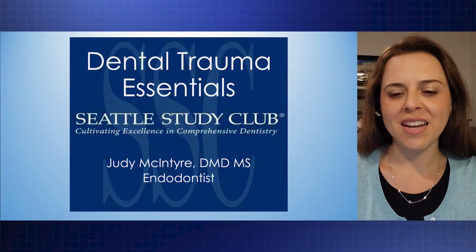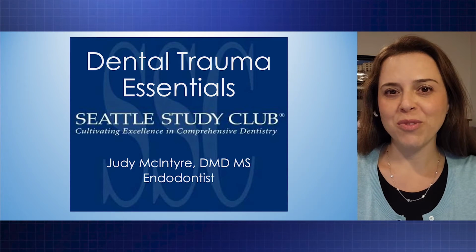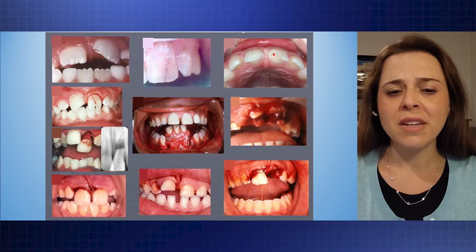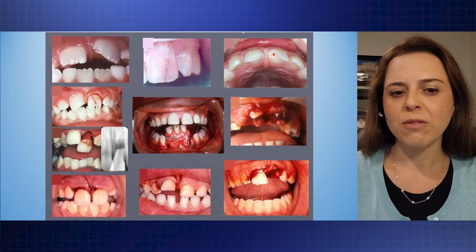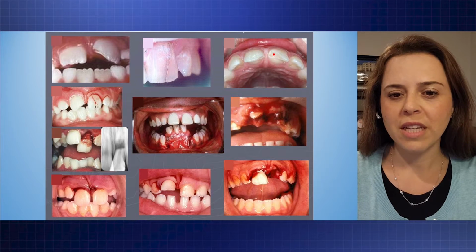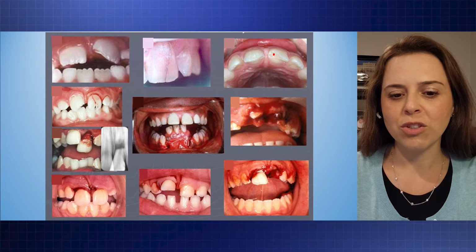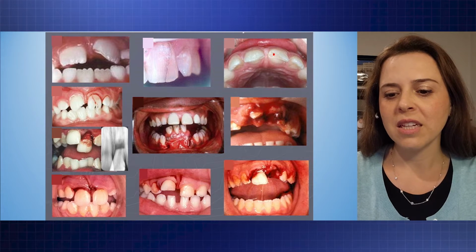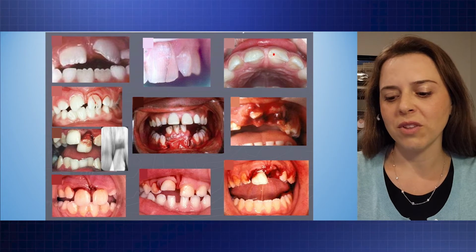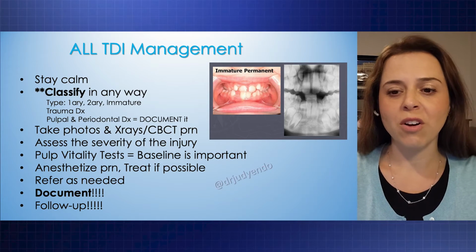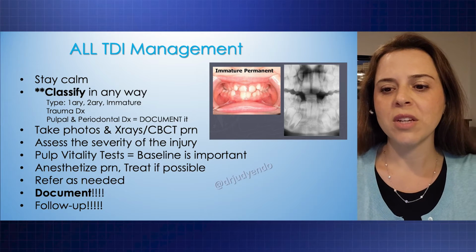My name is Judy McIntyre, and I would like to share and review some dental trauma essentials. We've all seen dental trauma in our office, and it can present in numerous ways, from minor infractions or chipped teeth to pulpal involvement, mandibular fractures, alveolar fractures, root fractures, and luxation injuries or the complete loss of the tooth. The important thing to do is to stay calm in all of these injuries and their management.